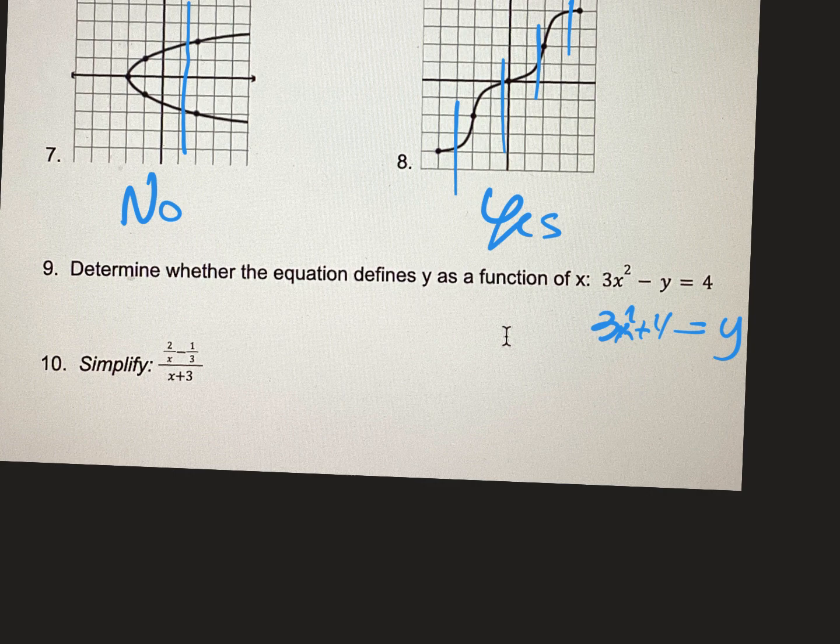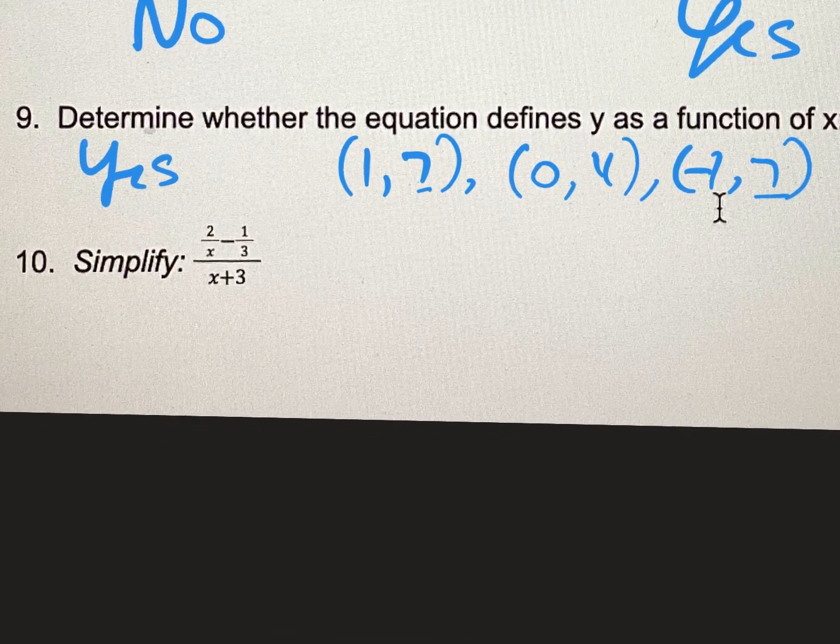Like if I plug in, let's say I plug in 1 for x. If I plug in 1 for x, I get 7 for y. And the key thing is there, that's the only thing I get for y. It's just 7. If I plug in a 0, I get 4. And again, that's the only thing I get. Let's try a negative just to make sure. If I plug in a -1, I'm also going to get 7, which even though the y's are the same, it doesn't matter. Every x, I'm getting 1 y. That's a yes, because every x has exactly 1 y.